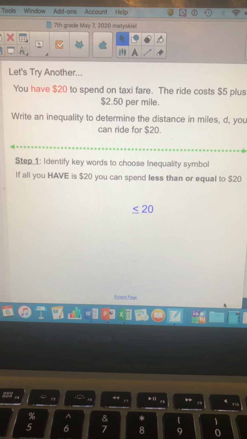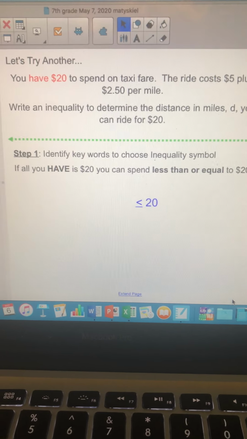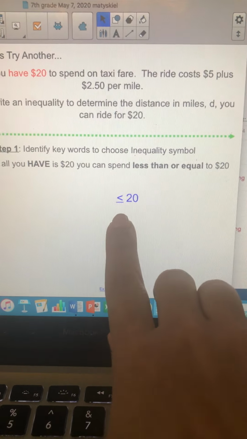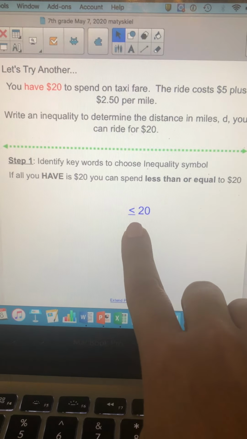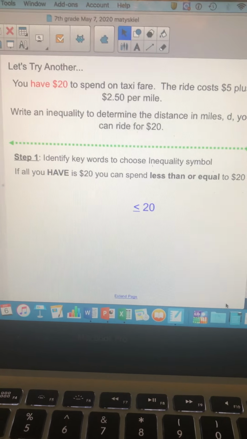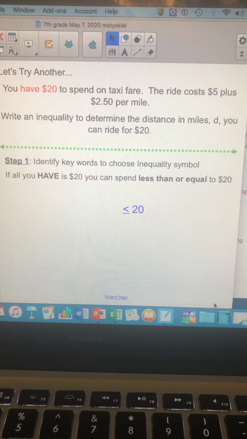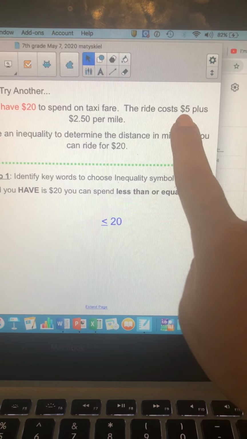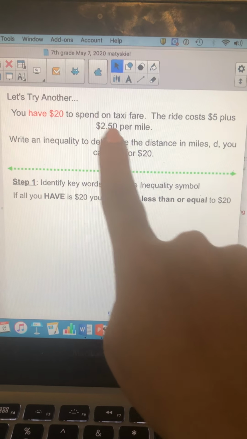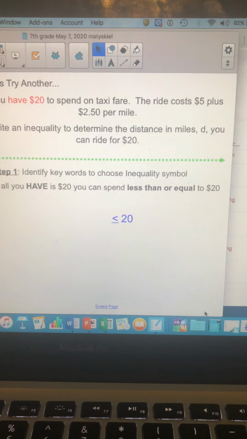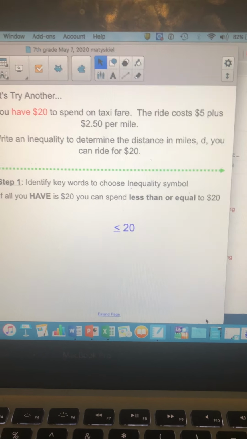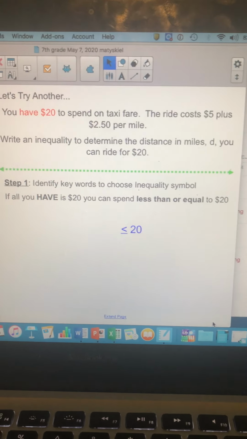So that would be the first thing I notice, is that my inequality is going to be less than or equal to $20. I can spend 20 or I can spend less than it. I can't spend more than it because that's all I have, okay? The next thing you want to do is look for the other numbers in the problem, make sure they relate to it, and look for the words that are included with it so that you can figure out what operations should go with them. So it says the ride costs $5.